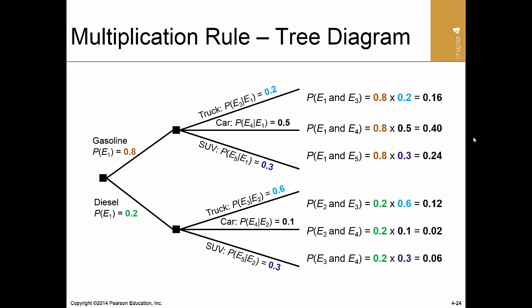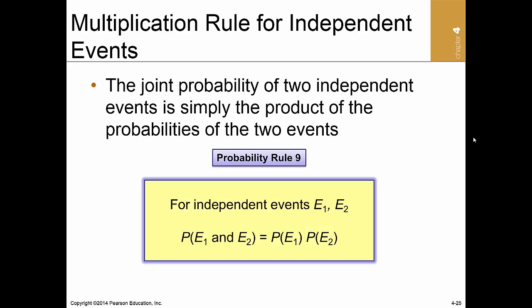If the two events of interest are independent, the imposed condition does not alter the probability, and the multiplication rule takes the form shown in probability rule 9. The joint probability of two independent events is simply the product of the probabilities of the two events. Rule 9 is the primary way that you can determine whether any two events are independent. If the product of the probabilities of the two events equals the joint probability, then the events are independent.